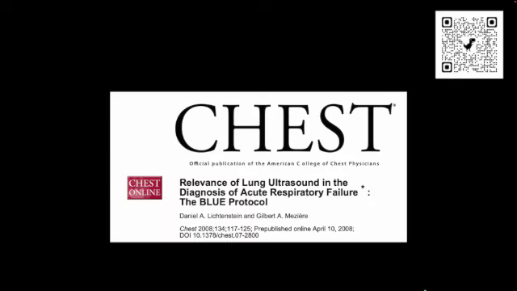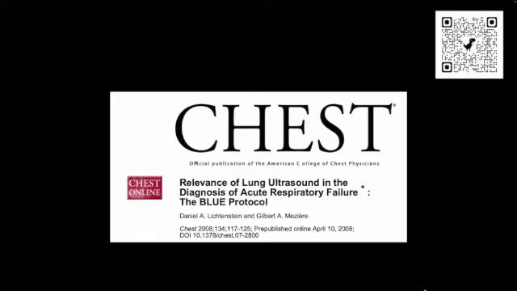I know that you guys talked briefly about the BLUE protocol in the previous video, which I hope you watched prior to looking at these cases that I'm going through now. But the BLUE protocol is something that was developed by the father of lung ultrasound, Dr. Lichtenstein, and it was published in Chest in 2008 and has since been externally validated in some other papers, which you can find online. I recommend you take a look at it. There's a QR code here. If you just take a second and snap that with your camera phone, it'll take you to this paper. This is the original paper.